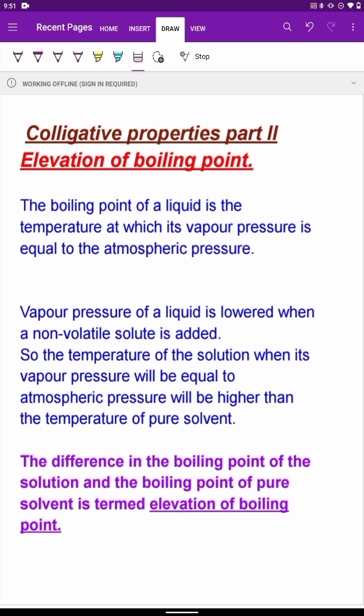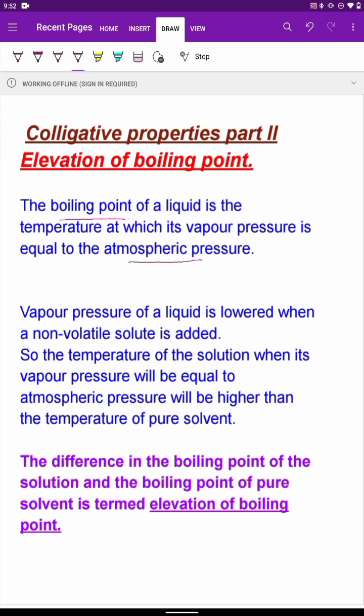So now let us start with the elevation of boiling point. First we need to know what a boiling point is. The boiling point of a liquid is that temperature at which the vapor pressure of the liquid is equal to the atmospheric pressure. So when the vapor pressure of that liquid is equal to atmospheric pressure, that temperature is called the boiling point.